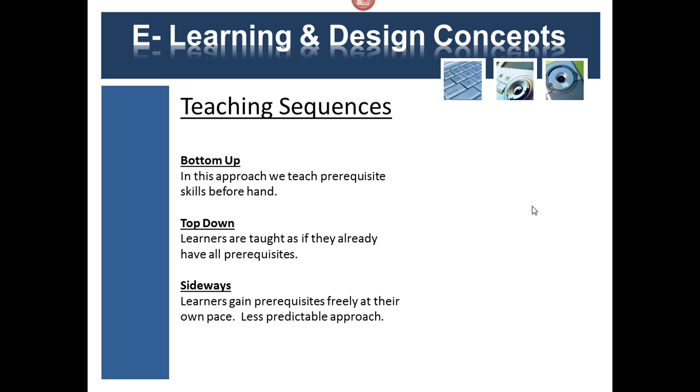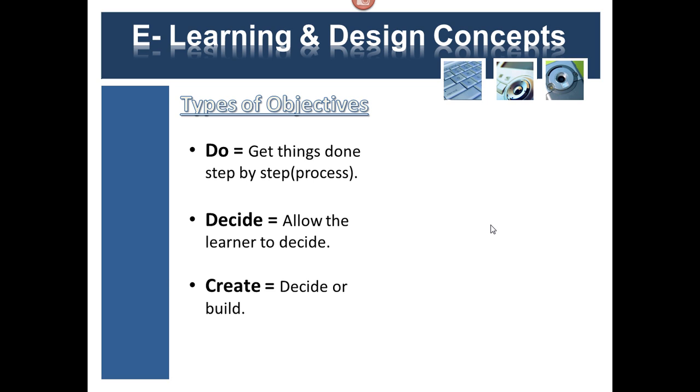So now we're going to put it all together. The types of objectives: you want your do, decide, and create. With your do, you want to get things done step by step. With your decide, you want to allow the learner to decide what they're going to learn. And with your create, you just want to decide or build.